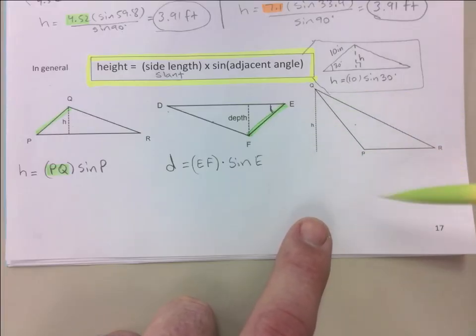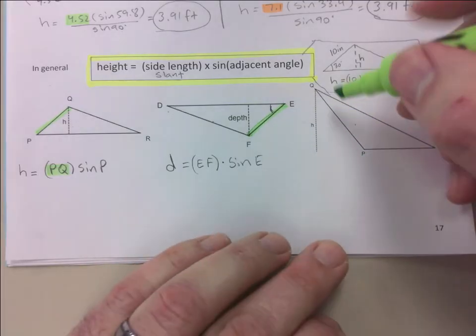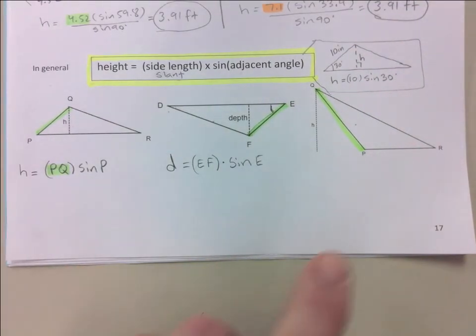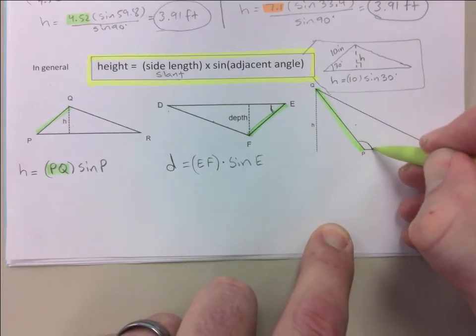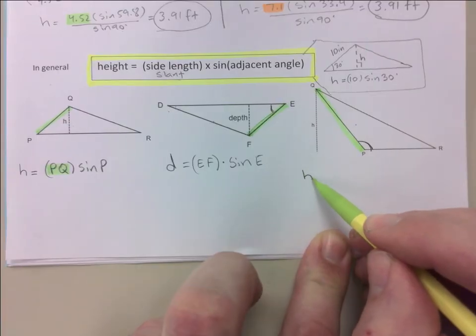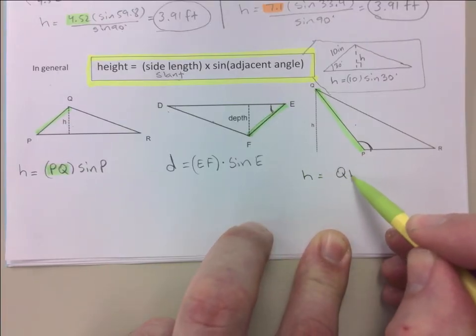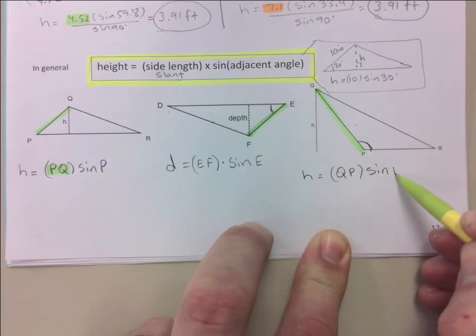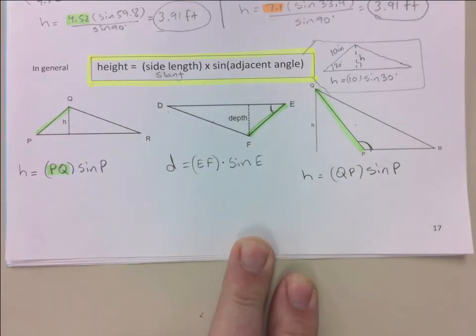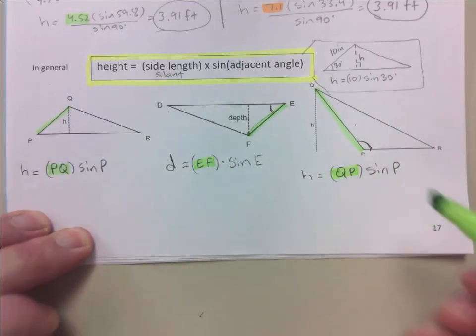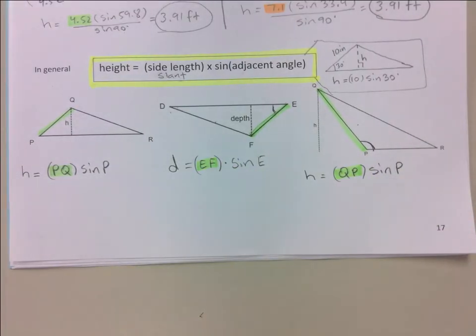What about this one here? This slant times this angle right here. So H is QP or PQ times sine of P. And I'm going to give all of these a green highlight. Okay.